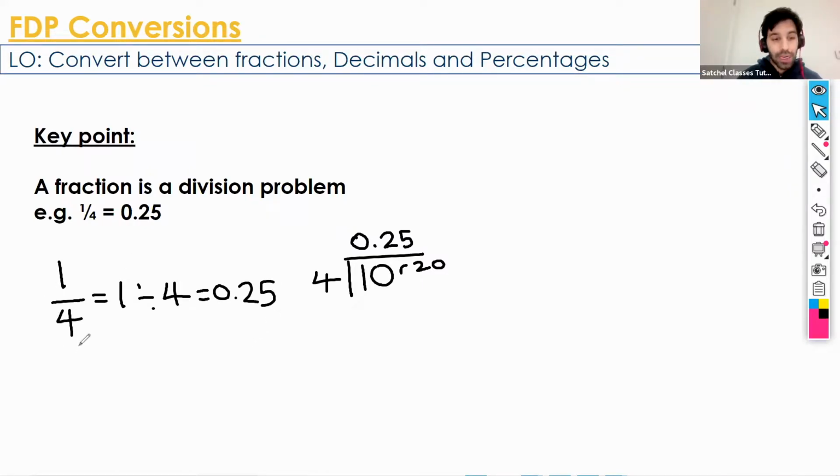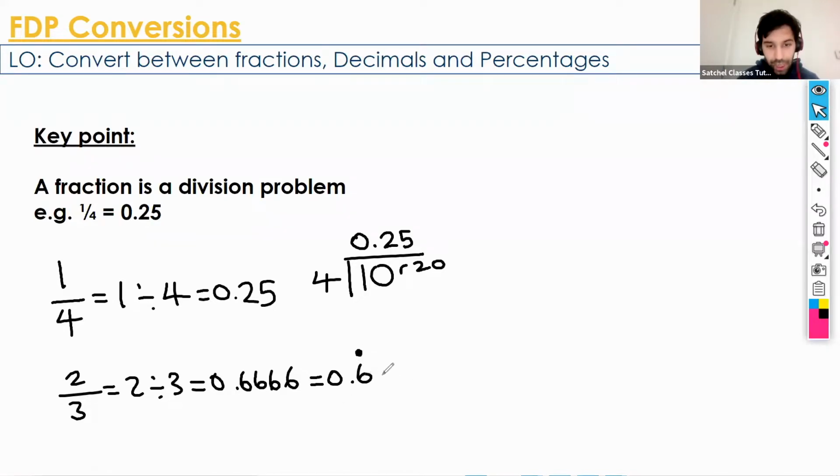So it's really, really important that you understand that every fraction is simply a division problem. So 1 over 4 is the same as 1 divided by 4. Likewise, if we had 2 over 3, that's the same as 2 divided by 3, which will give us 0.6666 recurring, which can be rewritten as 0.6 with a dot above the 6, showing that the 6 is going to be recurring and non-terminating.